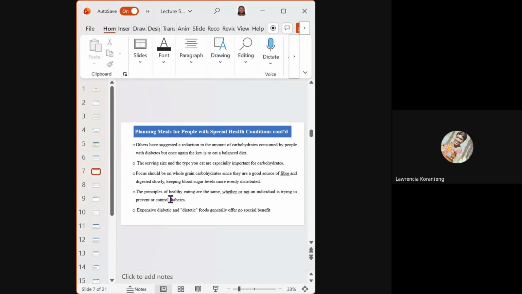The principles of healthy eating are the same, whether or not an individual is trying to prevent or control diabetes. So even if you don't want to get diabetes, you can start going by this principle and it is good for you. Expensive diabetic and dietetic foods have no special benefits. So you need to make sure that you eat what is in your locality. Then you choose what you think has low carbohydrate content. Then you eat in moderation.